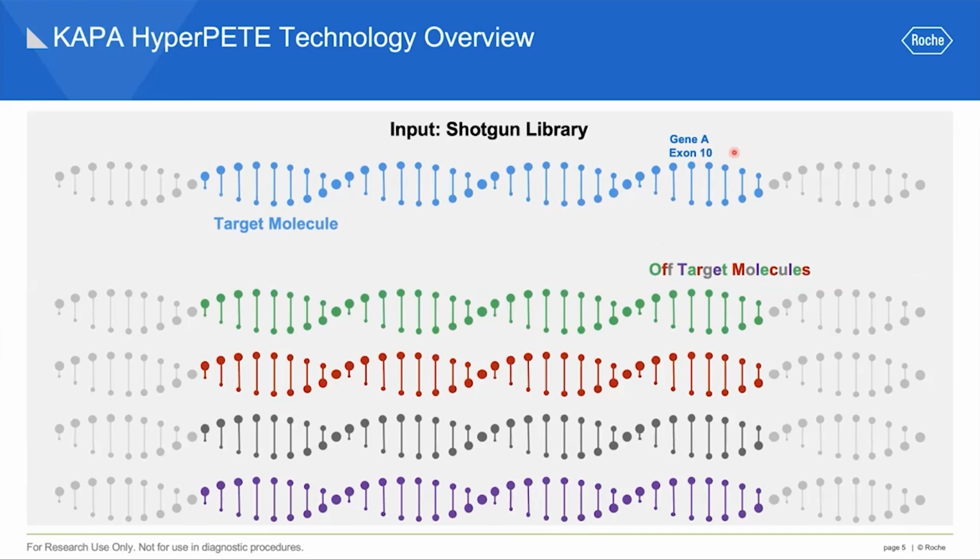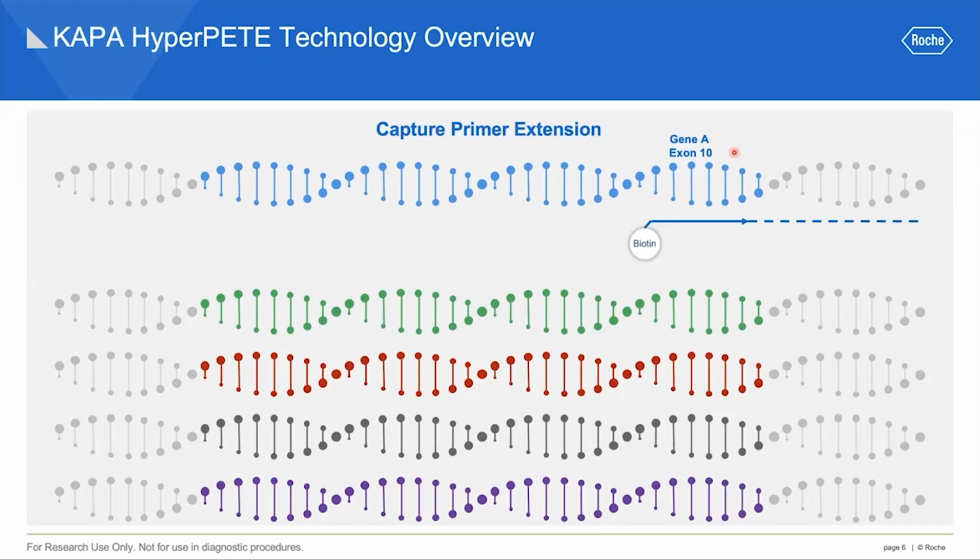Now, all the other library molecules within the sample are considered off target here, and those are represented by the other colors. The initial part of the HyperPETE technology uses a capture primer, a target-specific primer that is biotinylated, and that anneals to your target of interest. Second, it performs an extension product, so a single cycle of PCR through the rest of the library molecule, essentially performing an extension reaction and generating a probe. Next, we use streptavidin beads that bind to the biotin-labeled extension product that has captured the library in a capture step.